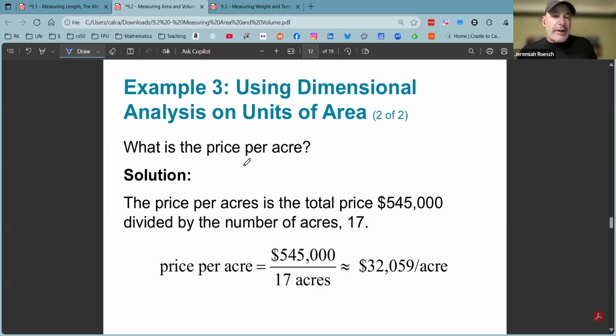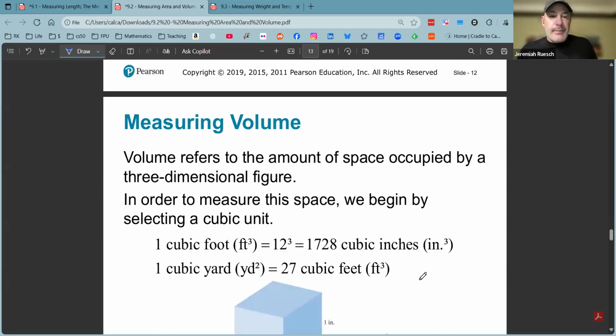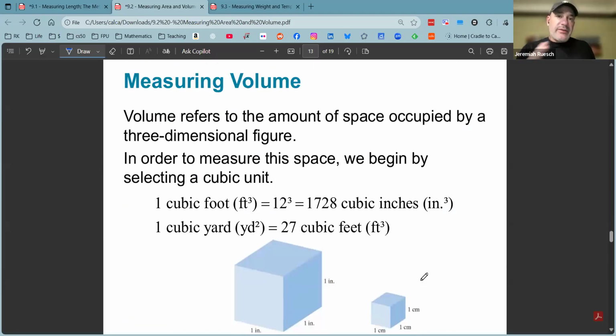All right. So what is the price per acre in this example of the Italian piece? Well, there's $545,000 for the total of 17 acres. So if we take the $545,000 and divide by 17 acres, then that gives us that 1 acre costs $32,059.